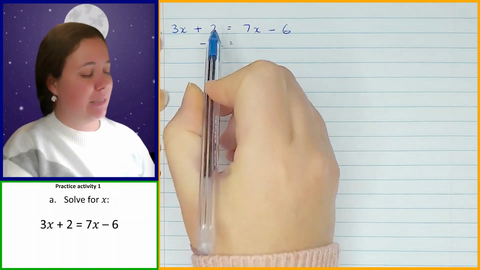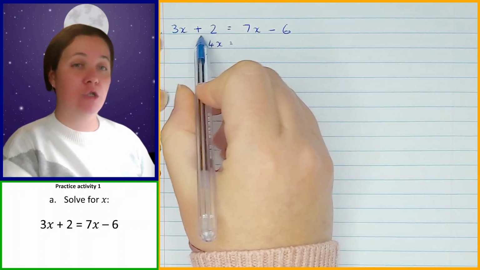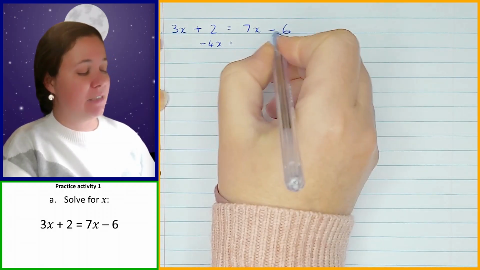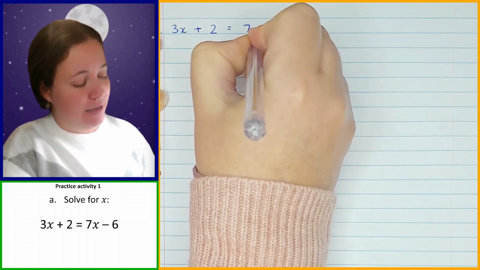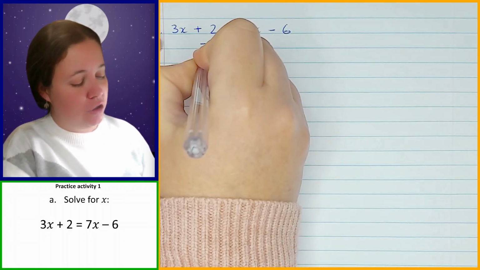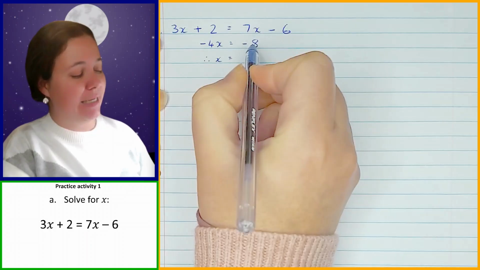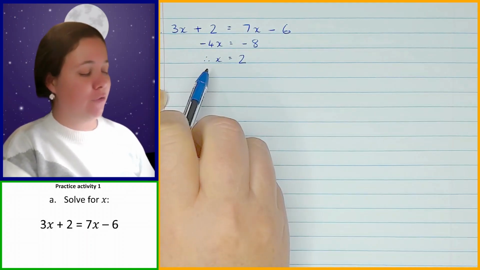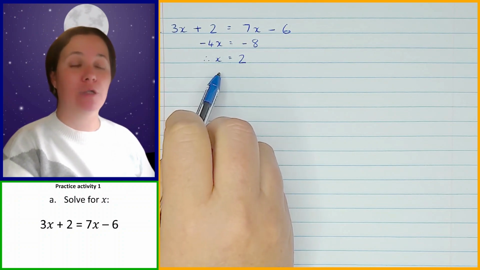And on this side, I'm going to subtract 2 to get rid of it over here. So I'm going to subtract 2 on this side as well. So I have negative 6 minus 2. That gives me negative 8. Now I'm going to divide by negative 4 to get x on its own. So therefore, x is equal to negative 8 divided by negative 4, which is positive 2. So that's what you should have got for question A, that x is equal to positive 2.